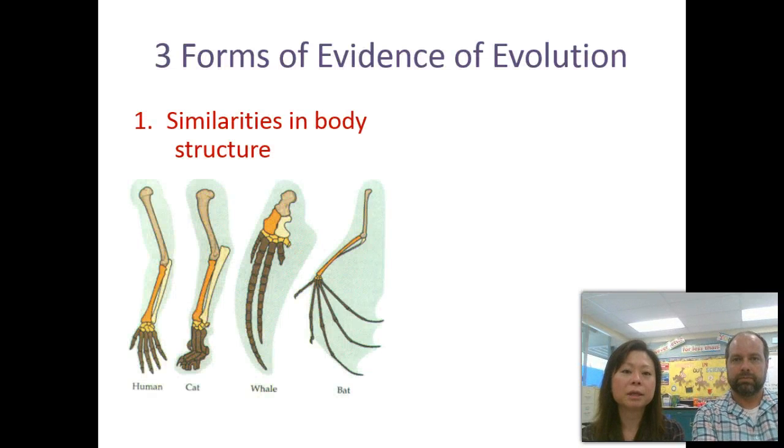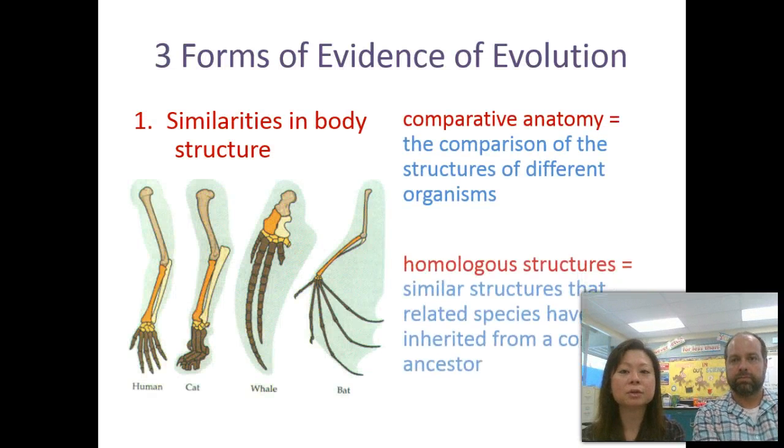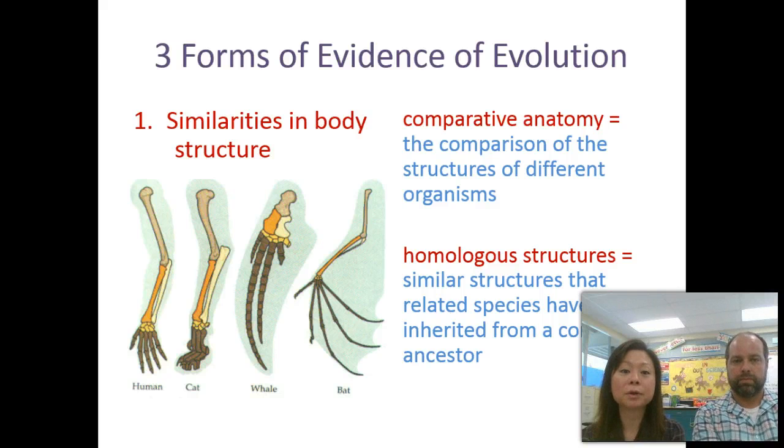One is when we compare the body structures of animals that look very different on the outside, we see that they're really similar. They have similar bone structure and the same number of bones, such as the bat's wing, the whale's flipper, cat's leg, and human arm. Hard to tell that we have something in common with a bat. And when you compare body parts of different animals, that's called comparative anatomy.